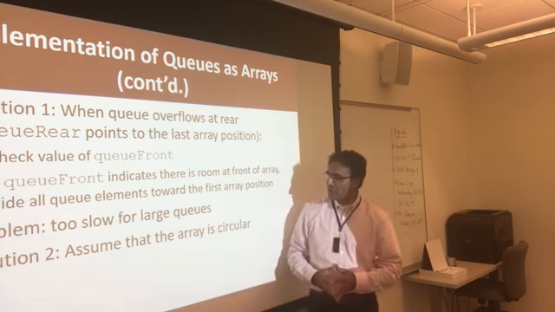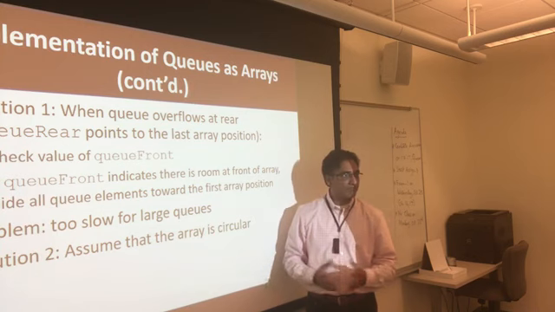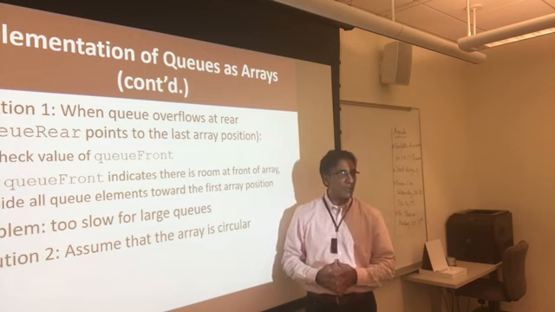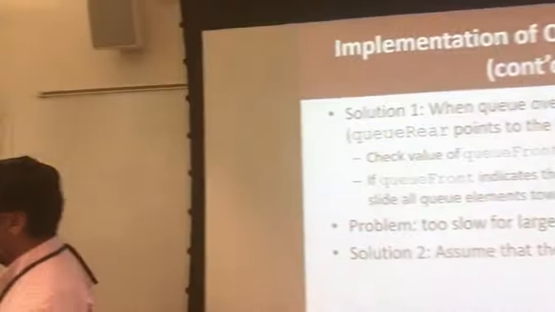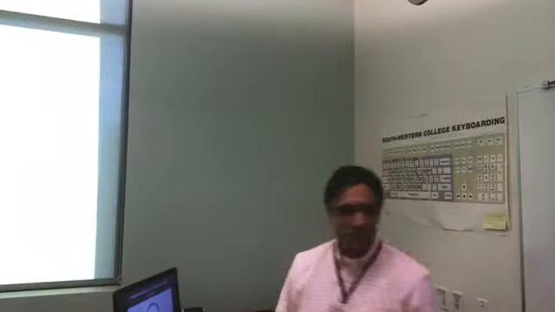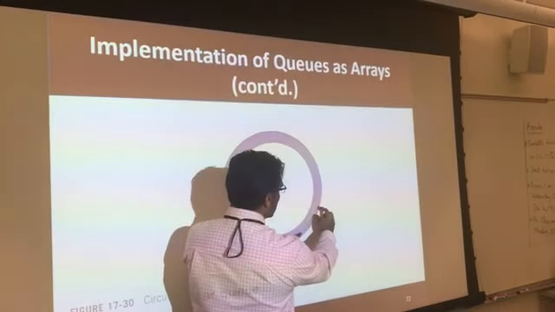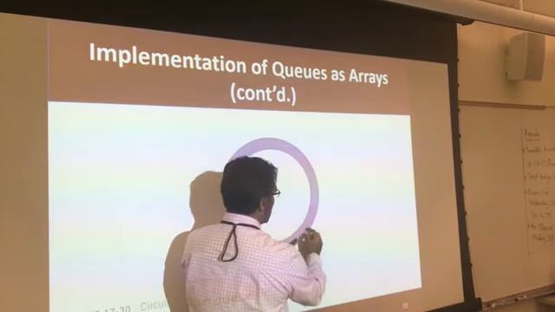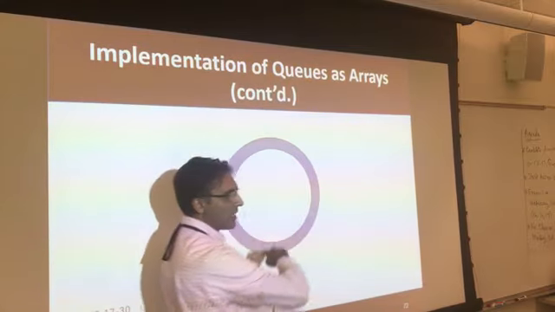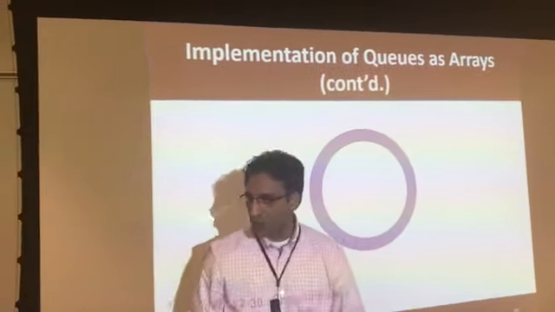Solution 2 is assume that the array is circular. If the array is circular, that will make it more efficient. So that's what the solution is. It wants you to think about these scenarios in this case. So if the array is circular, let's say this was the 99th or 100th element. This was the 99th element, 98th element. So you can continue to add more data if it's needed in a circular array.